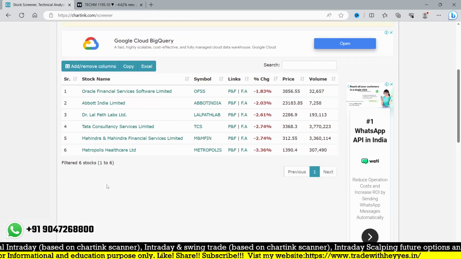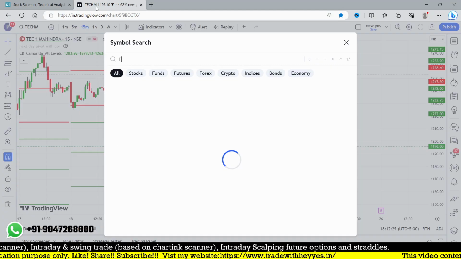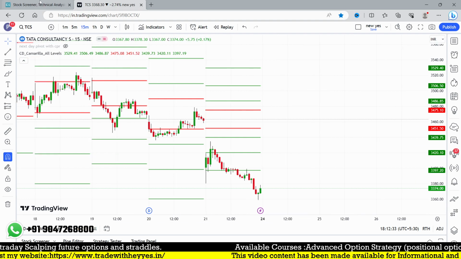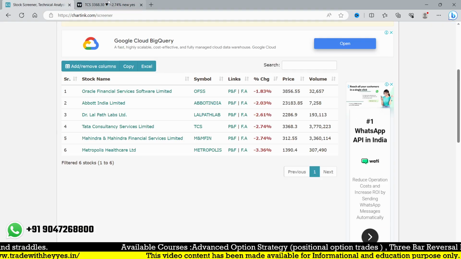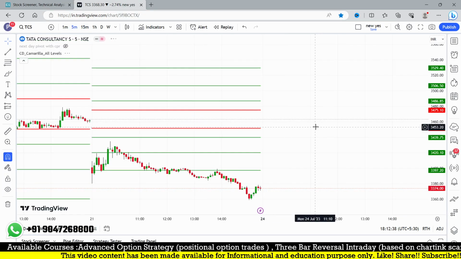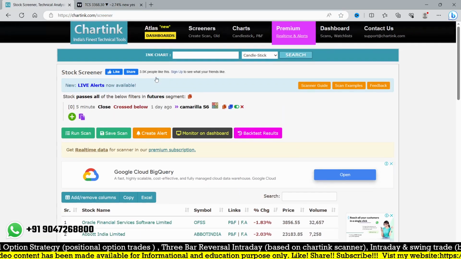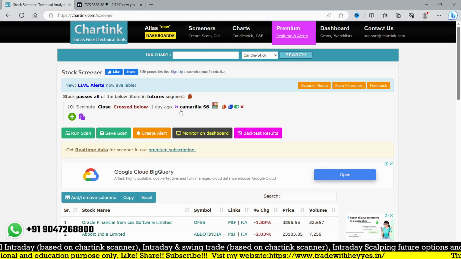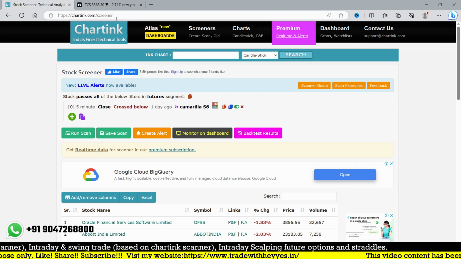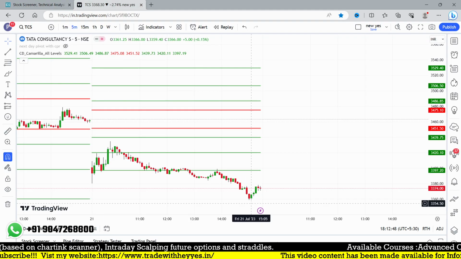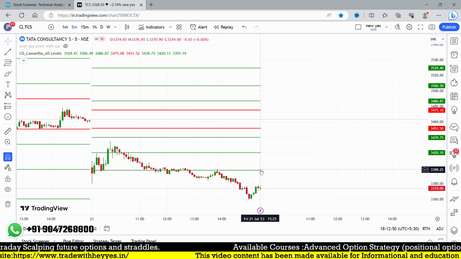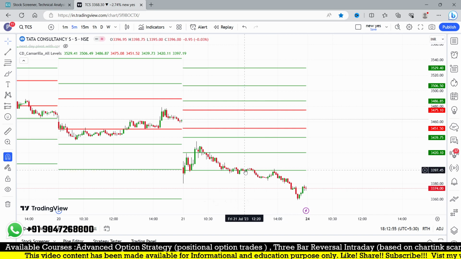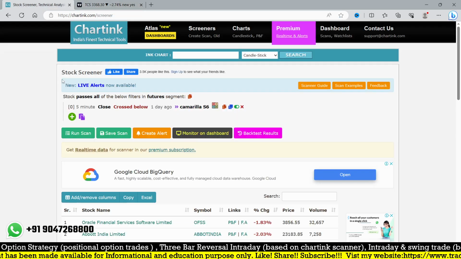Maybe at the closing hours. TCS. Why is it showing TCS? 5 minutes close, 1 day ago, Camarilla S6. That's right, crosses below, but it's not showing the right one. You can see this is the previous one.